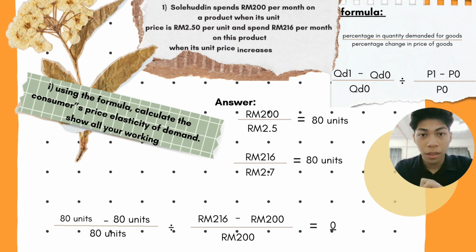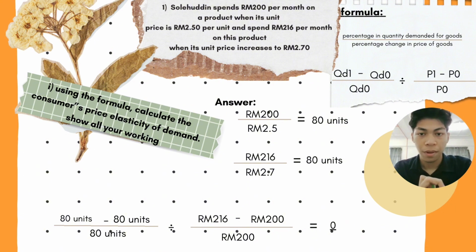Question one. Salahuddin spends 200 ringgit per month on a product when its unit price is 2 ringgit and 50 cents per unit, and spends 200 ringgit and 16 per month on this product when its unit price increases to 2 ringgit and 70 cents. Using the formula, calculate the consumer's price elasticity of demand and show the working.